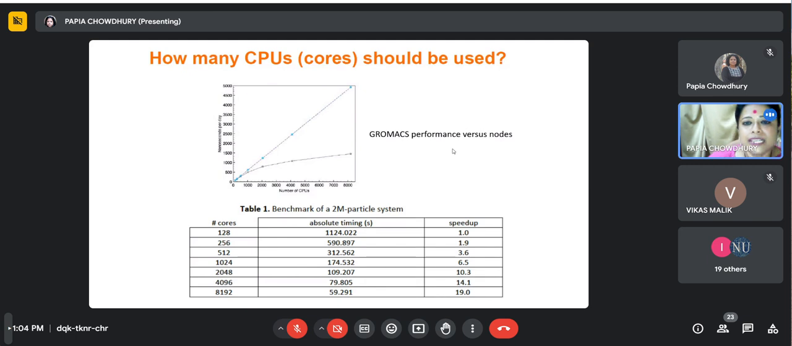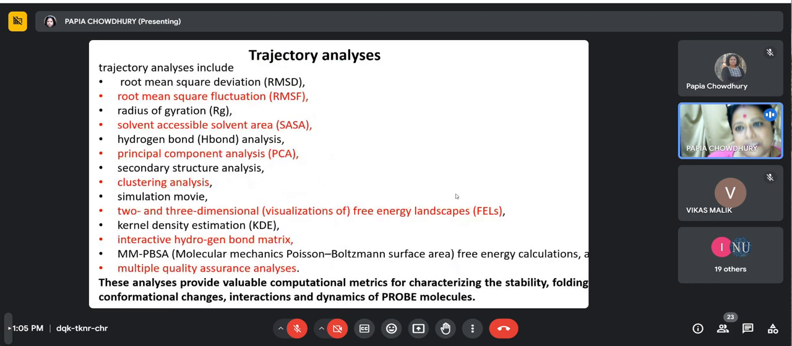Now the question is, if the number of CPU cores is more, then how fast is the calculation? For a GROMACS system, I can easily show you that if the number of CPUs is more, the time per nanosecond will be less. If the cores are more, the timing to run a system will be very short. That is the requirement of a large number of cores.